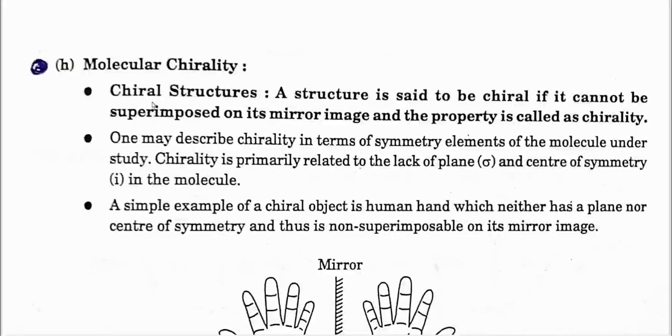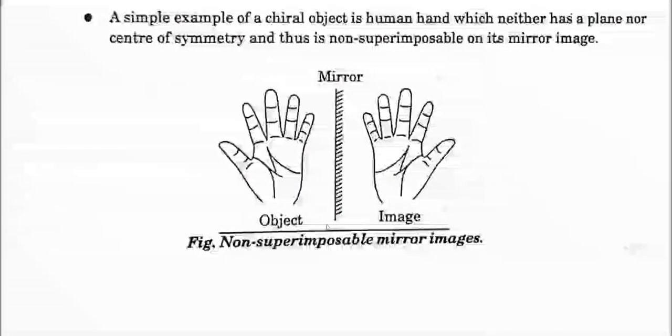Molecular chirality. Chiral structures. A structure is said to be chiral if it cannot be superimposed on its mirror image, and the property is called chirality. One may describe chirality in terms of symmetry elements of the molecules under study. Chirality is primarily related to the lack of plane, sigma, and center of symmetry in the molecule. A simple example of a chiral object is the human hand, which has neither a plane nor a center of symmetry and thus is non-superimposable on its mirror image. The figure shows non-superimposable mirror images, object and image, with the mirror in between them.